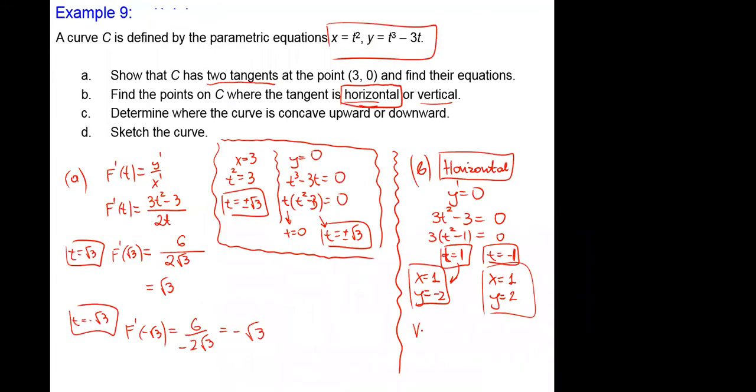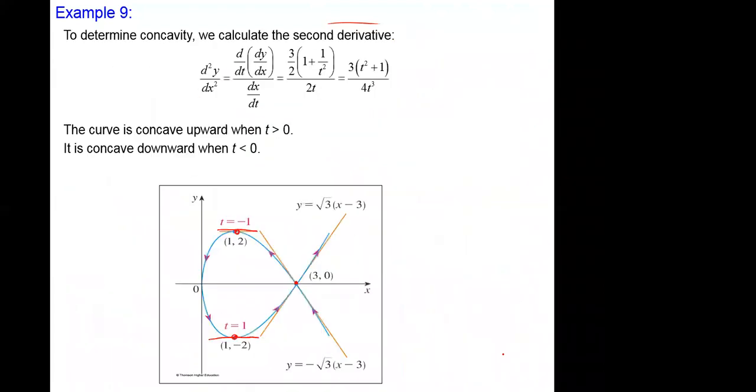Who can tell me what's the condition for the vertical tangent? For the vertical tangent, x prime is 0, and x prime was just 2t. So t is 0. If t is 0, who can tell me x and y values? Just to have the big picture, it's 0, 0, of course. And you can see that at 0, 0 we have a vertical tangent.